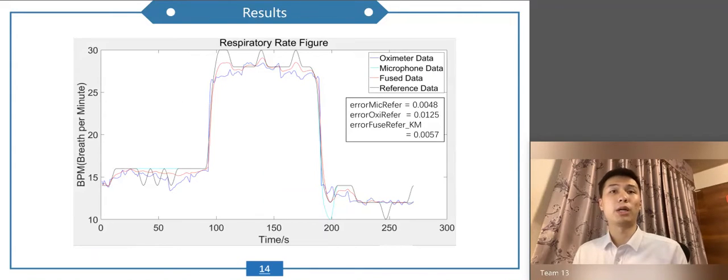And in the plot, you can see the real-time fused data is combined reasonably and follows the tendency of the respiratory rate data by oximeter and microphone in a well-predicted path. And the error factor is also small, which proves the validity of the algorithm.